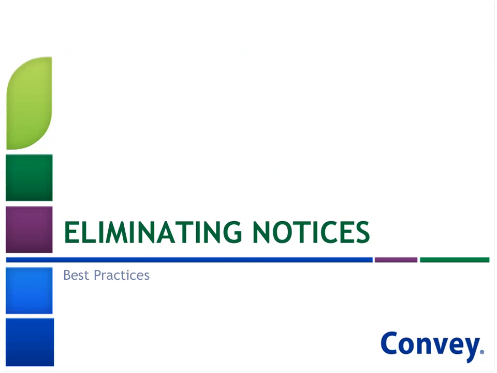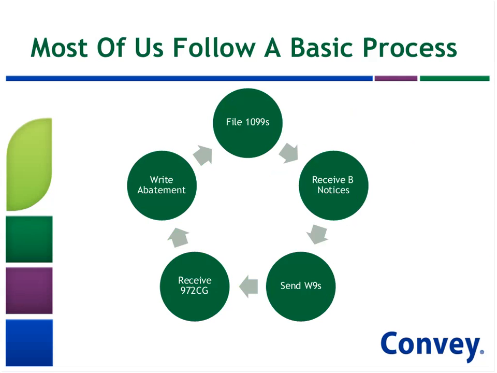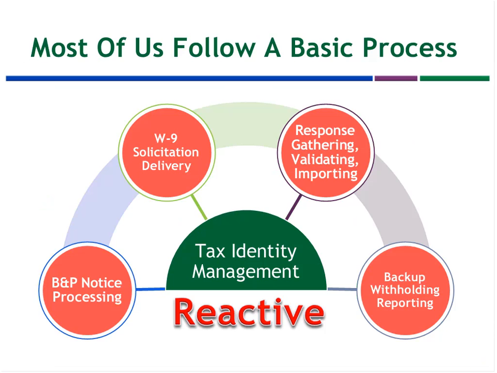So that covers what you do once you have a notice and what that process looks like. Now what we're going to do is roll back into how do I stop these notices from coming in. So once again, just as it's nice to always recap, most of us follow the basic process of I file my 1099s, I receive my B notices, I send out my W-9s, I receive my penalties, I write an abatement. And for far too many, this cycle goes around and around and around and around like a clock.